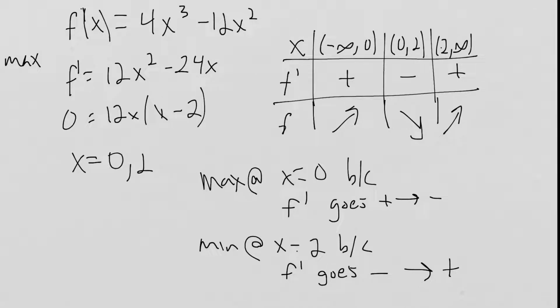Okay, so you should have pretty much all of the work that I have here. We get a max at 0. You want to make sure you have this statement because f prime goes plus to minus. And a min at x equals positive 2 because f prime goes minus to plus. So I'll walk through what I did here.